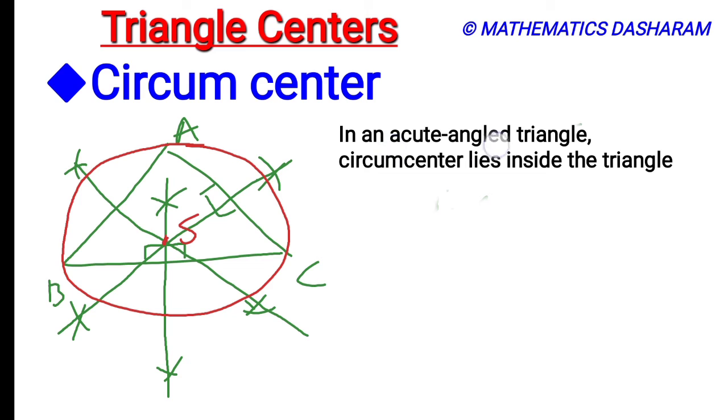In an acute angle triangle, the circumcenter lies inside the triangle. So acute angle triangle means each angle of a triangle is below 90 degrees. So here is a diagram for this particular property. Because this triangle is an acute angle triangle, the circumcenter is always inside of the triangle.